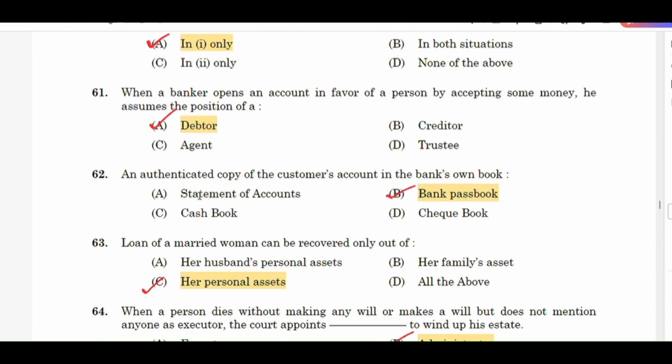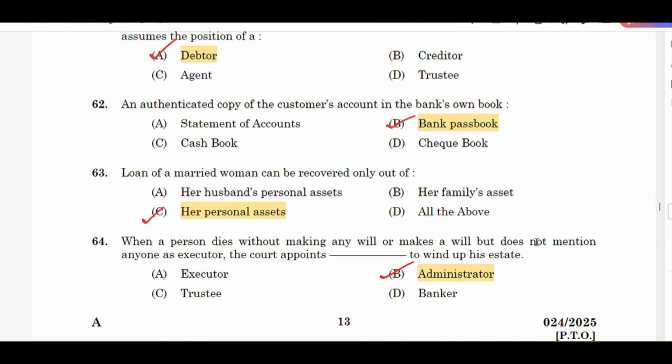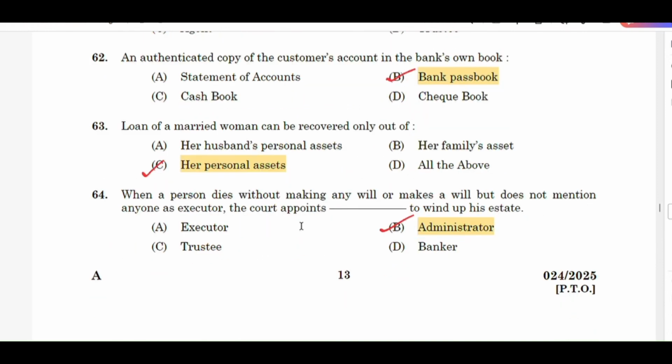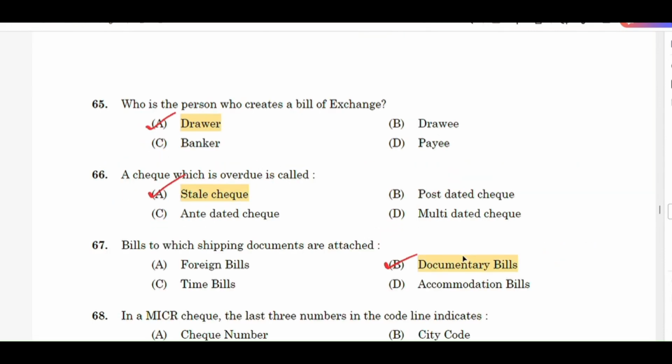Next question: an authenticated copy of customer's account in the bank's own book is, option B, bank passbook. Loan of a married woman can be revolved only out of? Answer is option C, her personal assets. When a person dies without making any will, or makes a will but does not mention anyone as executor, the court appoints dash to wind up his estate. Answer is option B, administrator.